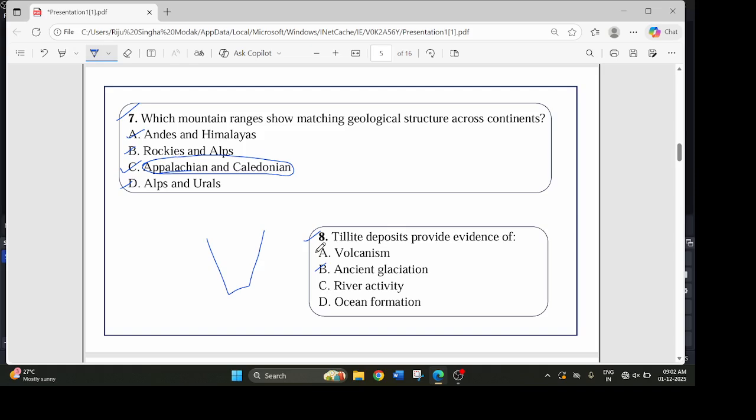And he argued that this was best explained by these continents being joined and covered by a massive ice sheet in the past. Evidence for volcanism would be igneous rock like basalt or ash layers. River activity would create sandstone or conglomerate, and ocean formation is not directly indicated by sedimentary rock types like tillite. So the correct answer is ancient glaciation.